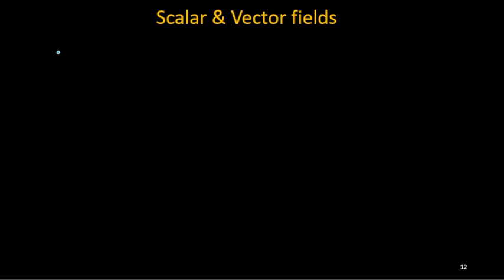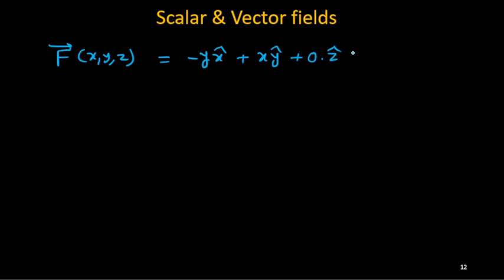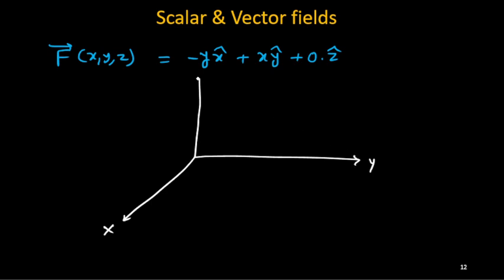Now if I consider one vector field like this, with x, y and z, and suppose that is minus y x vector plus x y vector, and there is nothing, 0 z vector. Okay, so can I draw this vector field? How can I draw it? Just see. I'll take these 3 axes. Listen carefully. This is x, this is y, and this one is z.